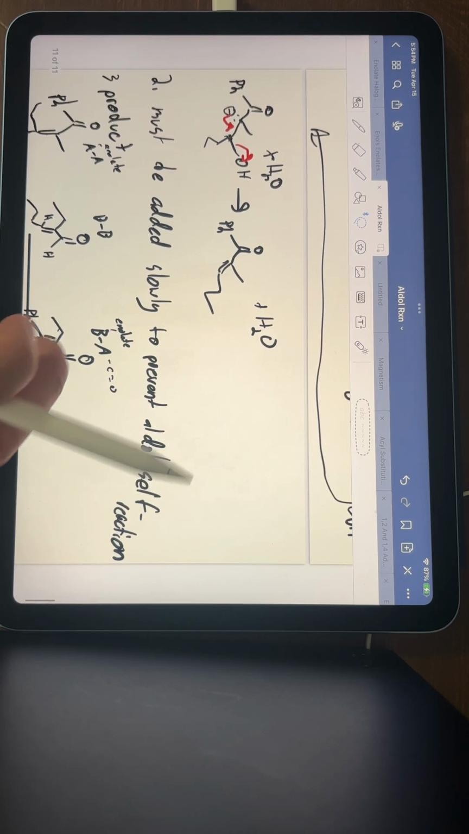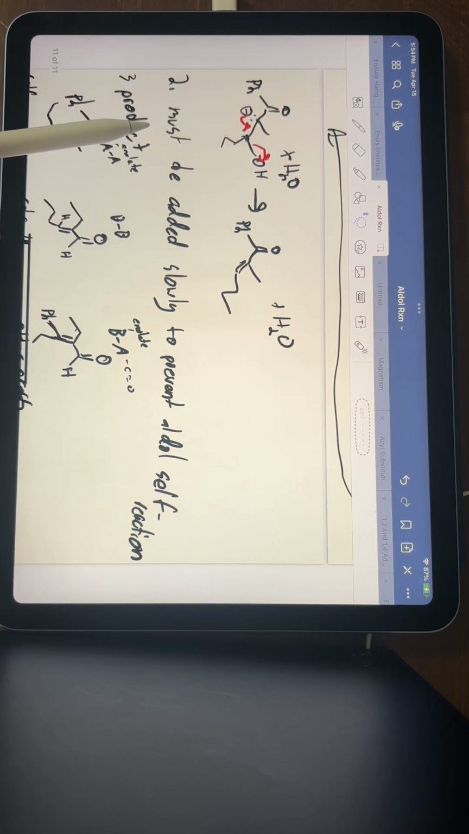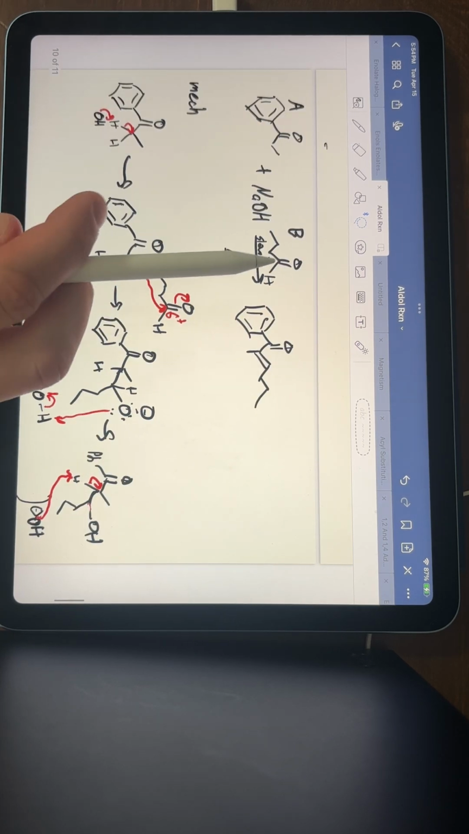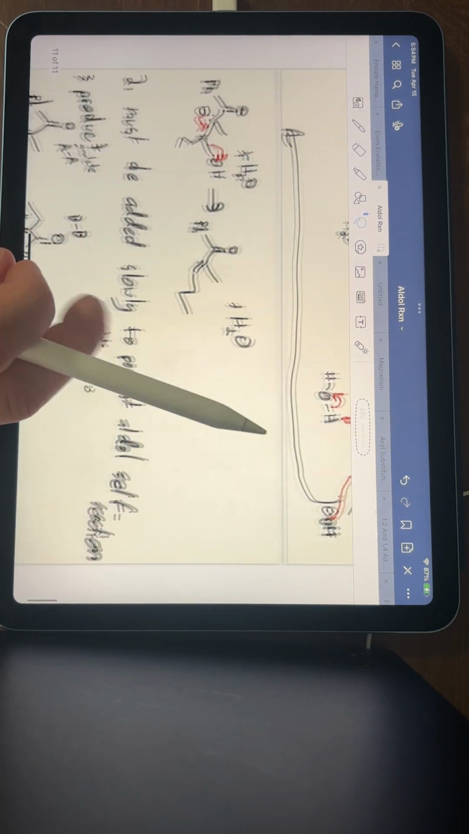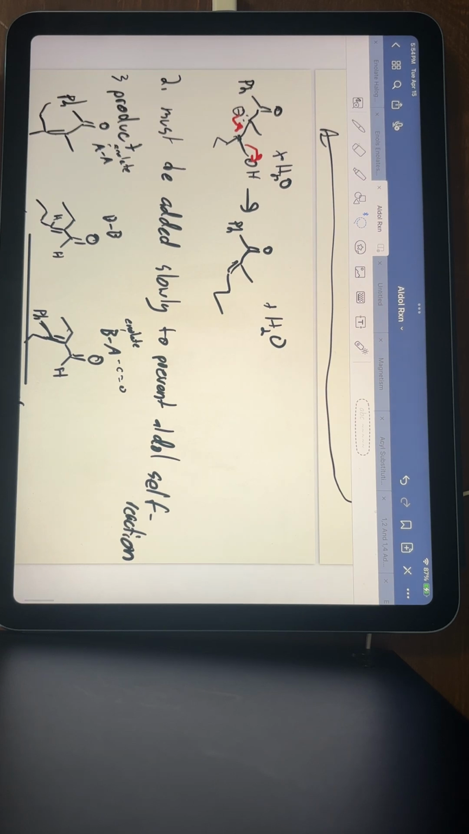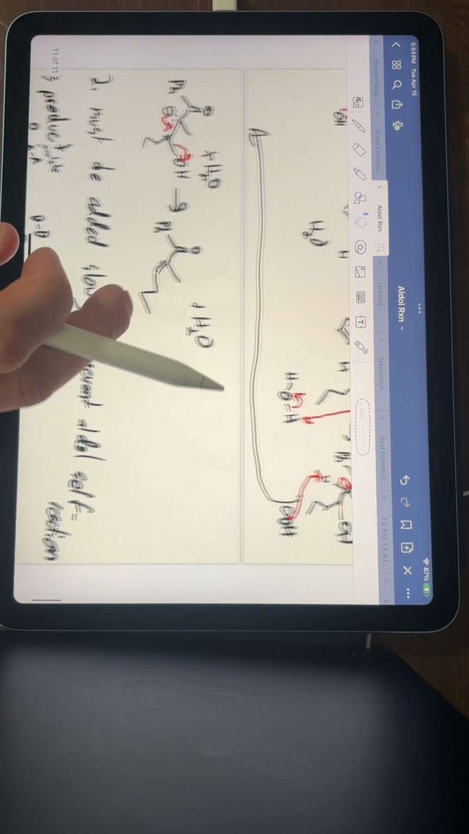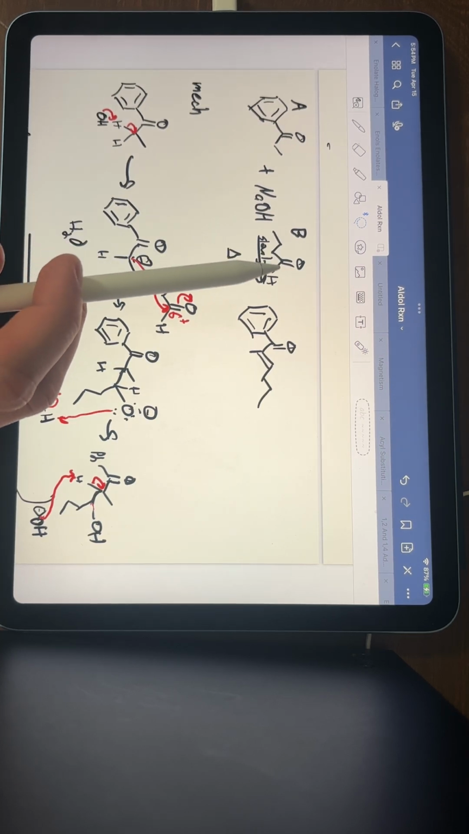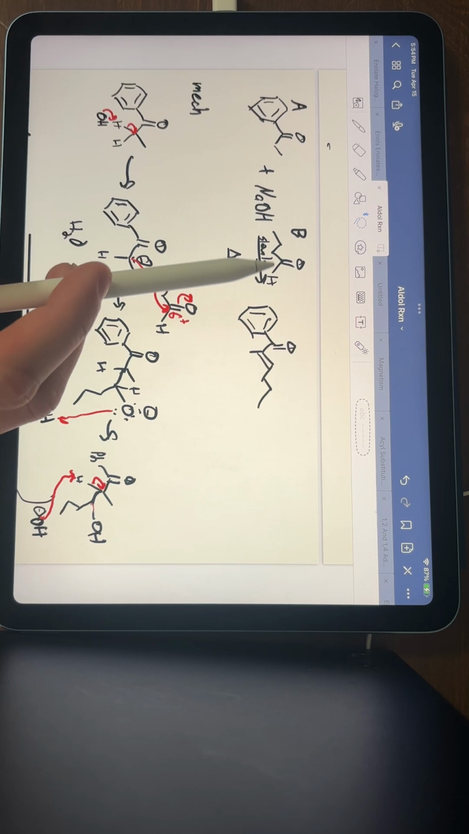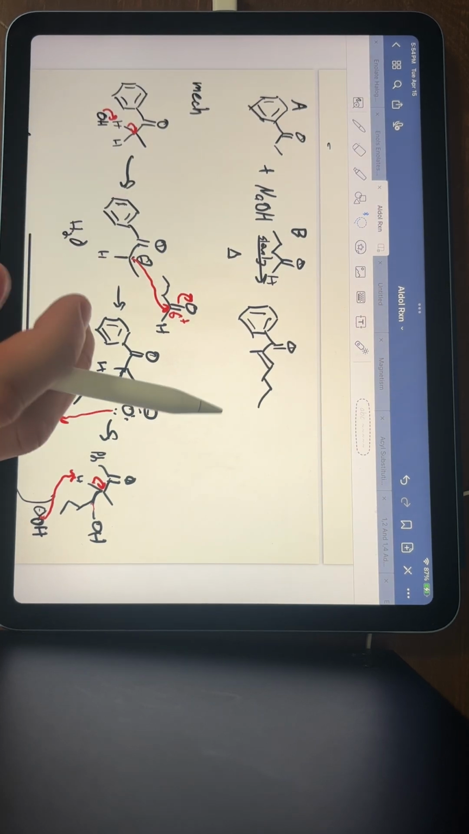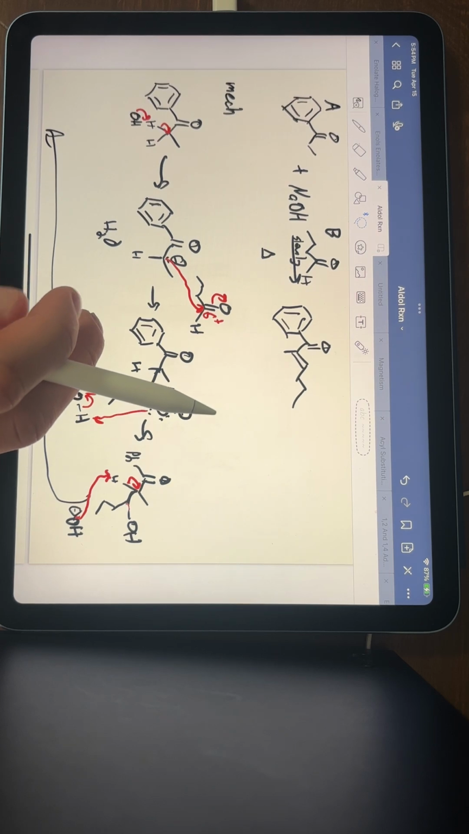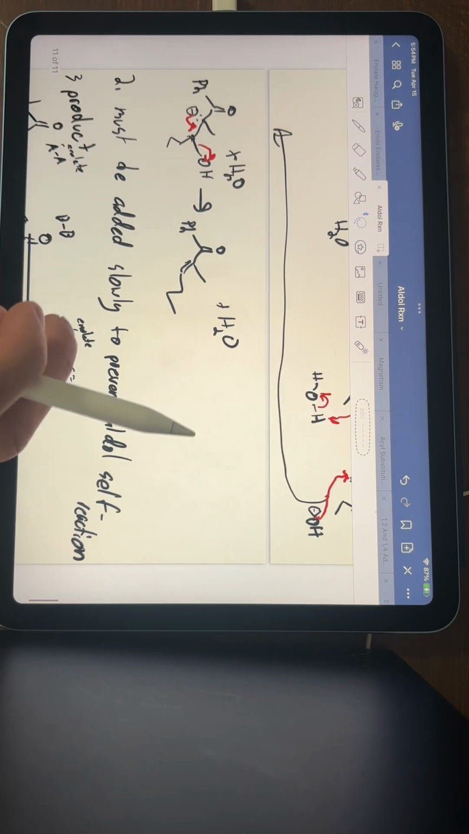And for part 2, the reason that the second product must be added slowly is to prevent the aldol self reaction, because this is a ketone and it is an aldehyde which is added, which would want to do the self process, has more of an affinity to do that.